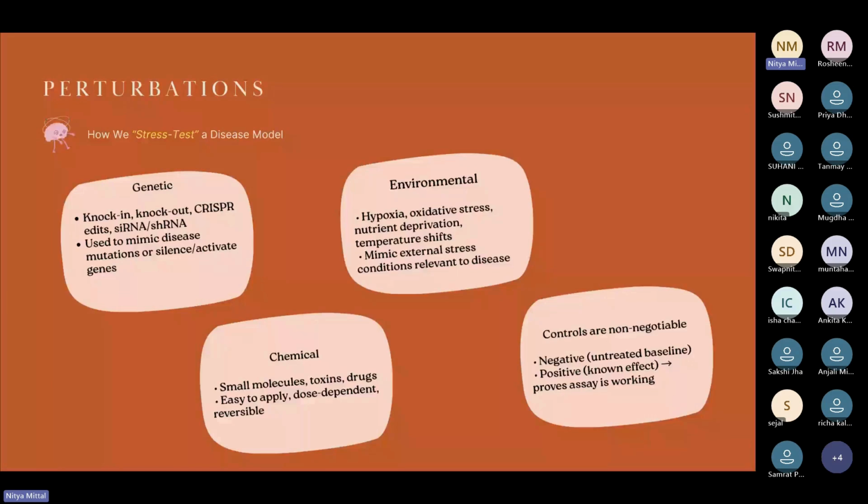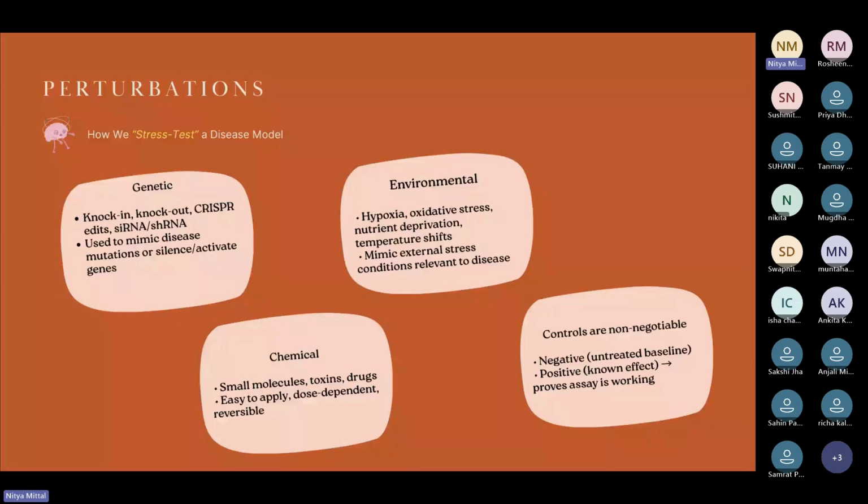In terms of environmental stress, it can be hypoxia, it can also be oxidative stress, it can be nutrient deprivation by altering the media, it can also be temperature shifts. Sometimes when you're running assays, you have to change temperatures between like 37 to 42 degrees. In my experience, I've run some assays that require multiple steps, and your cells go from 37 to 42 to 41, and sometimes as low as 30 degrees Celsius as well. So, what this does is it basically mimics external stress conditions that might be relevant to the disease.